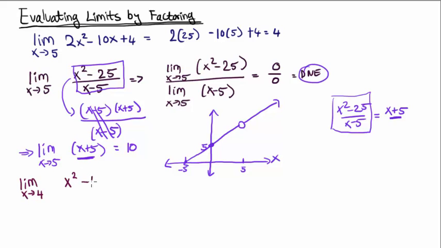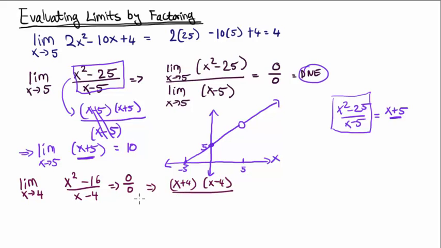Okay, let me just do x squared minus 16 over x minus 4. So if this is the case, what happens? I can't plug in 4, because if I do that, I'll get 0 on the top and 0 on the bottom. Let me see if I can factor it out. If I factor it out, this function on the top becomes x plus 4, and then x minus 4, right?